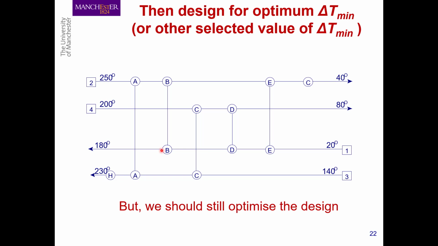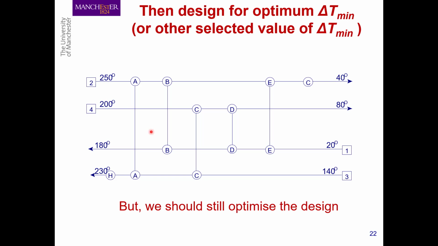Okay, so there might be situations where you deliberately want to design your HEN network not based on your energy recovery, but actually on your area targets. So you can have multiple HEN designs based on what target you are looking at. For example, you can be looking at the energy target, you can be looking at the area target, and you can be looking at the overall cost target.